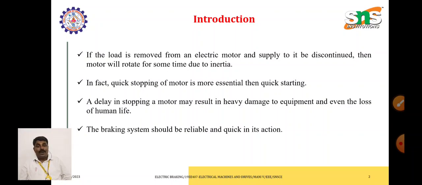Definitely, braking is more important compared to starting, because starting may take 20, 30 or 40 minutes, or even 1 minute, to pick up to normal speed. That's not an issue. But braking should be more important. Braking is very, very important. In fact, quick stopping of the motor is more essential than quick starting.